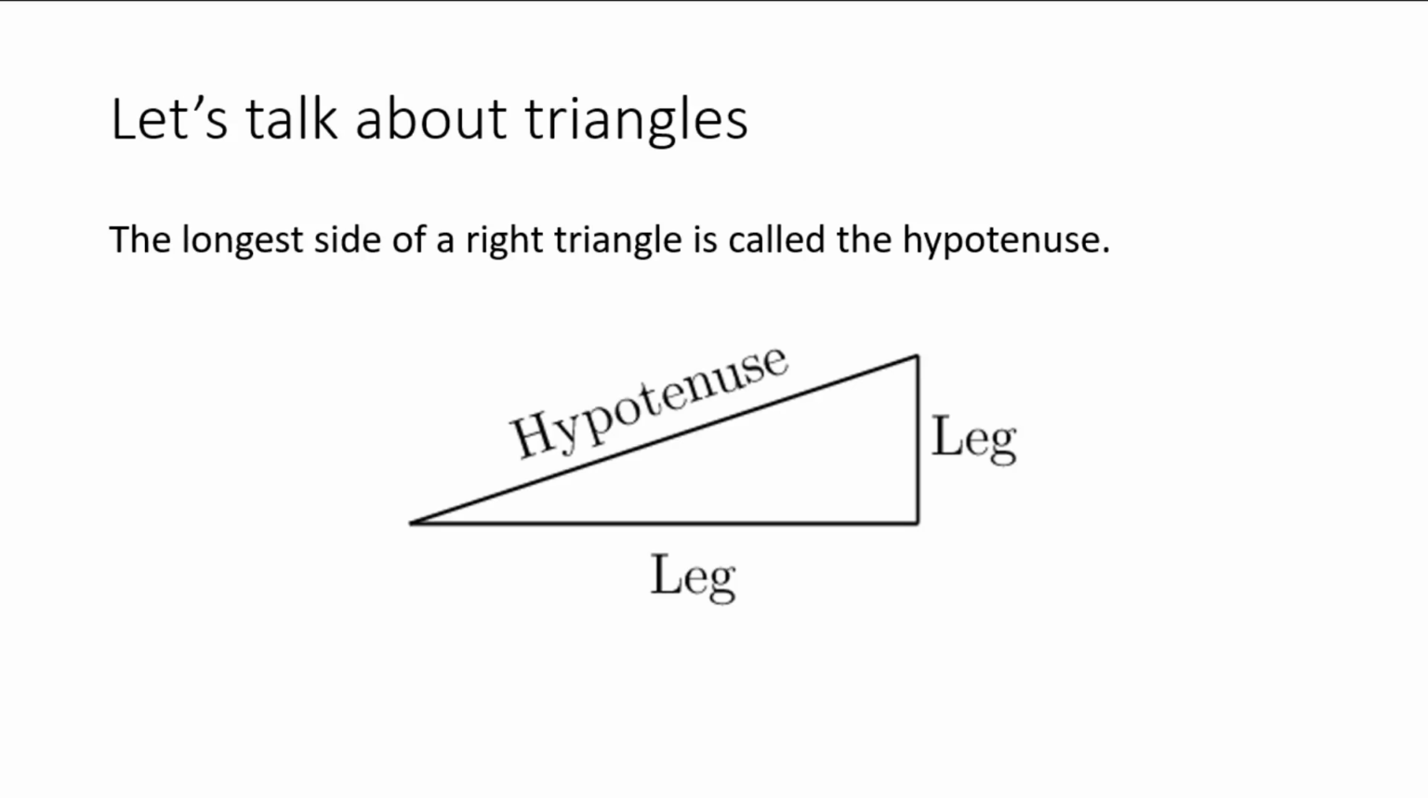As we know, the longest side of a right triangle is called the hypotenuse. If I were to name the three sides, I would say that this triangle has a hypotenuse, which is the longest side, and then I call the other two sides legs.